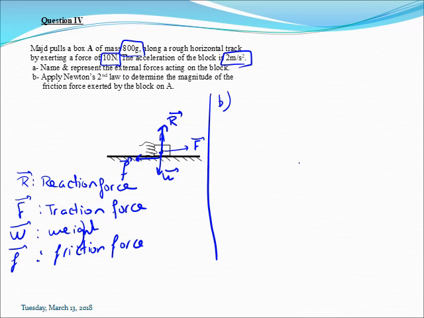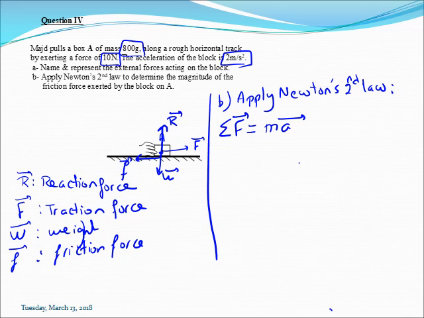B. Apply Newton's second law to determine the magnitude of the friction force exerted on the block A. Apply Newton's second law. Summation of forces equal MA. The forces are reaction, weight, traction force plus F friction equal MA.